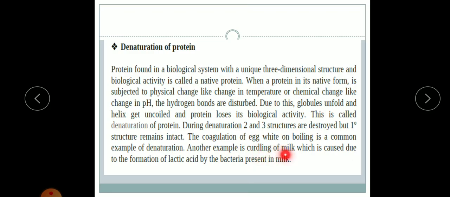Another example is curdling of milk, which is caused by the formation of lactic acid by the bacteria present in milk. So the second example is the conversion of milk into curd, which is caused by the formation of lactic acid present in the milk.